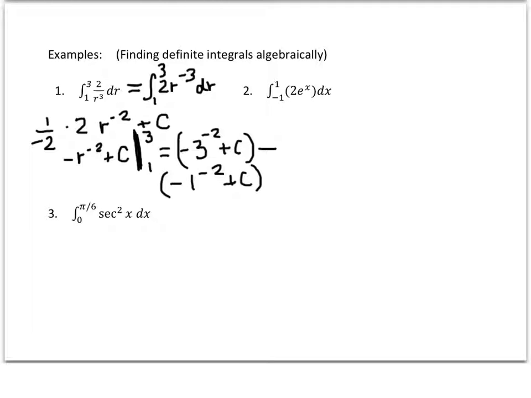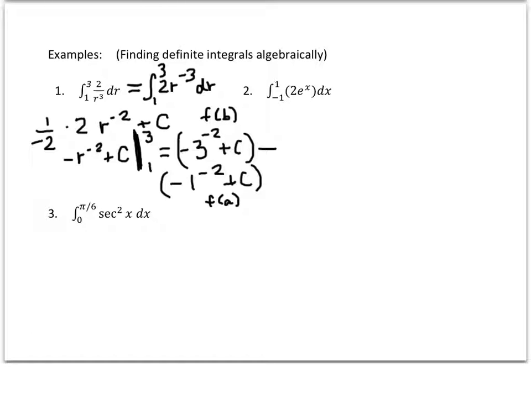Notice the parentheses and the big minus in the middle. I think that's easier so that you don't get lost with negative signs. So here's f of b, negative 3 to the negative 2 plus c. Here's f of a. So I'm subtracting f of b minus f of a. I need to do a little algebra or a little calculator work here.